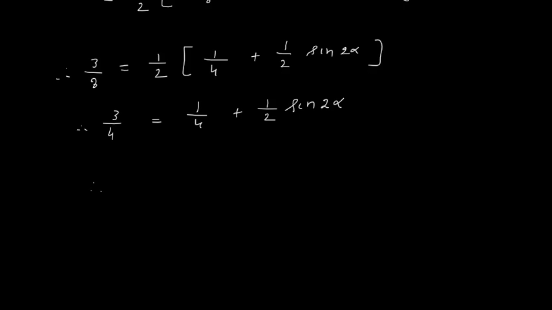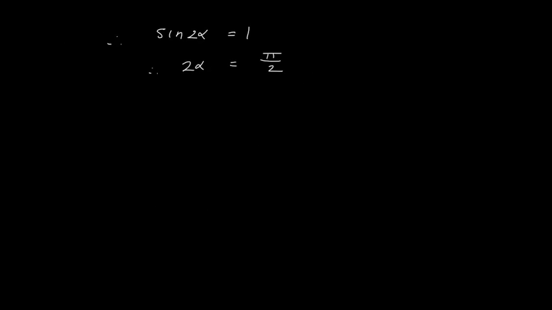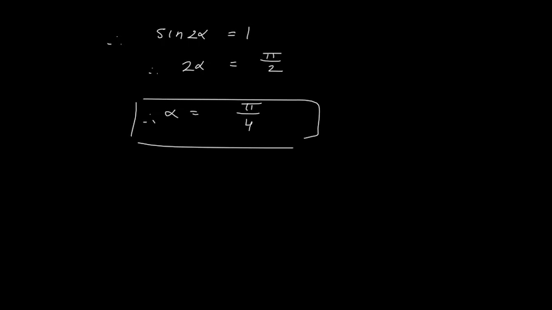Therefore you have 2 divided by 4, that is 1 upon 2, equal to 1 upon 2 sin 2 alpha. Now 1 upon 2 also moves to this side, it will divide. So I have sin 2 alpha equal to 1. Therefore 2 alpha is equal to 90 degrees, that is pi upon 2. Therefore finally alpha is equal to pi upon 4. So this is how you can get the value of alpha.